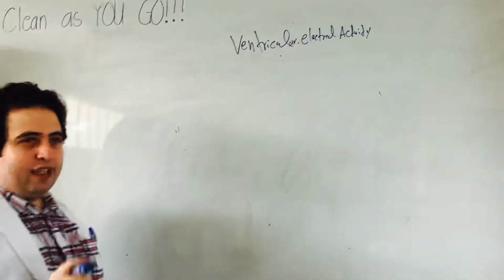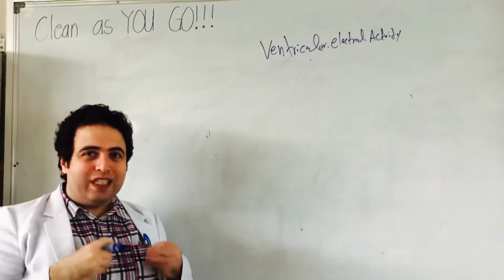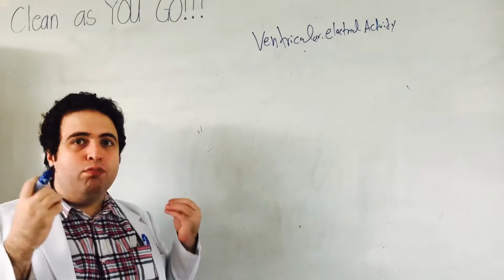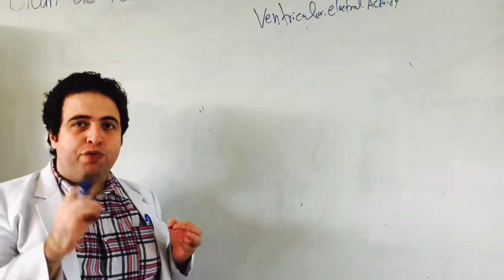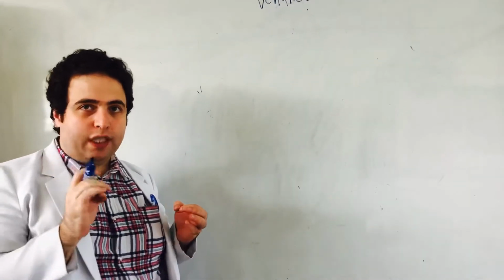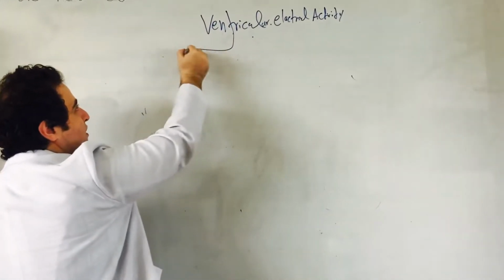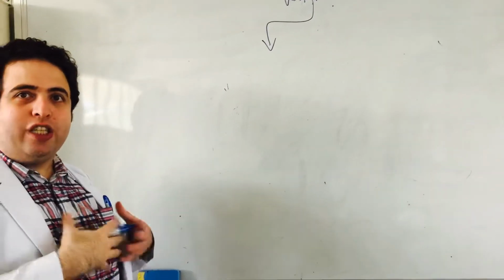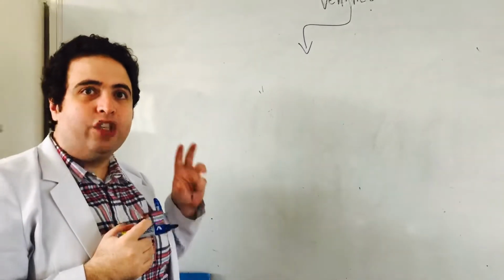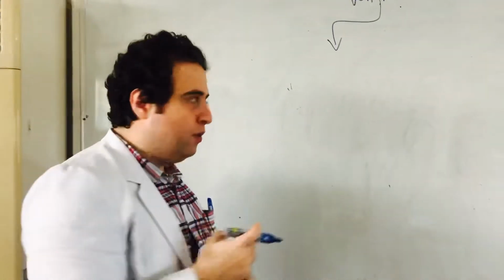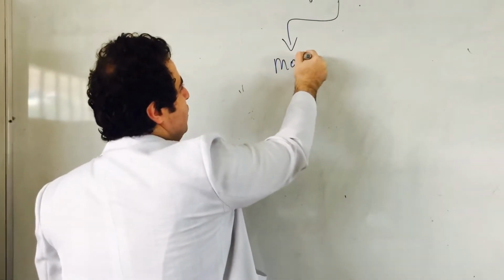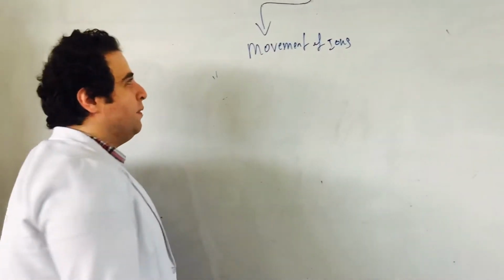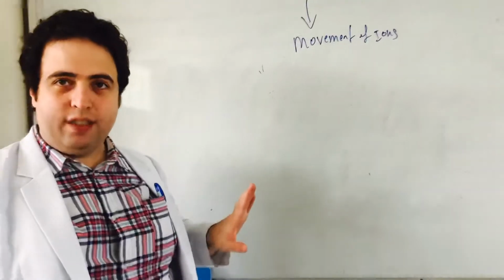In the ventricle, in order for this electrical activity to occur, I need movement. Movement of ions is very important. So for my ventricle to generate an action potential, to generate electrical activity, I need movement of ions. So I am writing here: movement of ions.